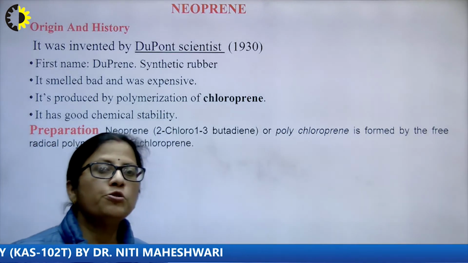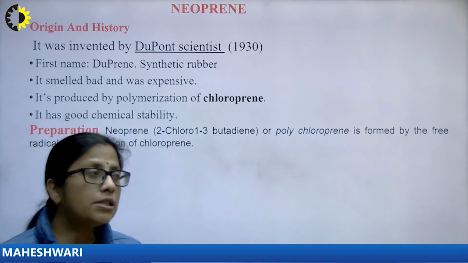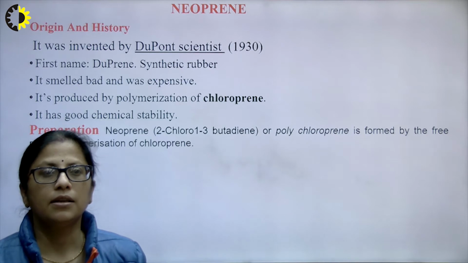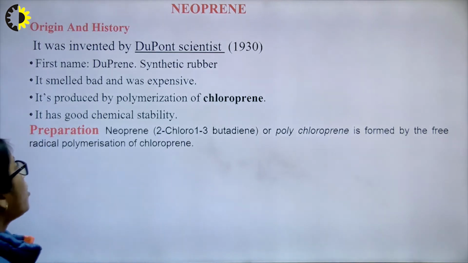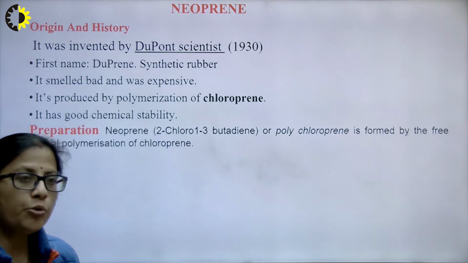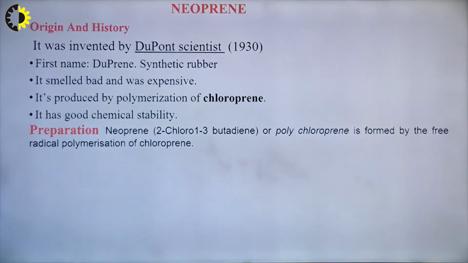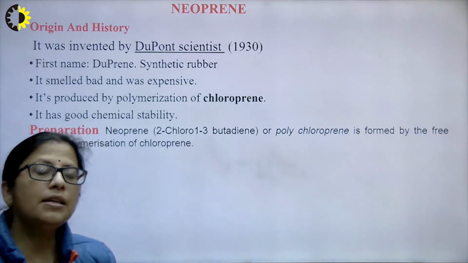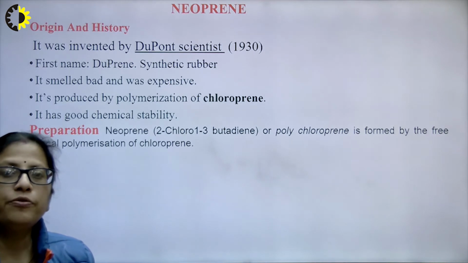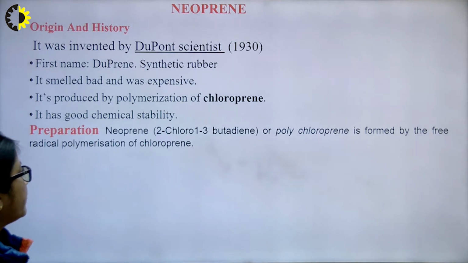Next polymer which I am going to talk about today is neoprene. Again, neoprene is rubber. Now, this neoprene was invented by DuPont scientists in the year 1930, and the first name of neoprene was Duprene, and it is a synthetic rubber. This Duprene smelled bad and was expensive, and it is produced by polymerization of chloroprene. This molecule chloroprene undergoes self-polymerization to form neoprene. This neoprene has good chemical stability.